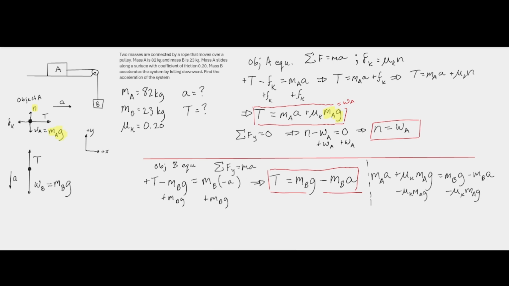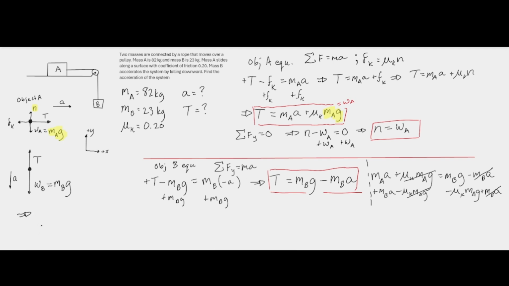And then I'm going to add this term, the negative mass of object B times A, to both sides. So I'm going to add mass of object B times A on both sides, and then I'm going to combine everything. I have a positive of this value and a negative, so that is 0. And then I have a positive of this value and a negative, so that is 0. And then I combine everything else on either side of the equation. So I'll do that down here.